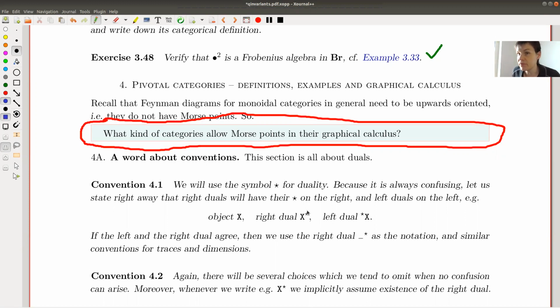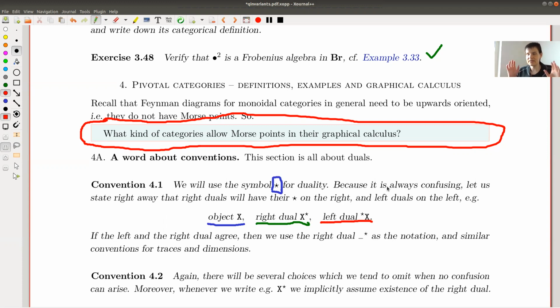We will see a lot of examples as usual, and they will always use a certain symbol. So let me stress this right at the beginning because it's always confusing, and the literature is absolutely not consistent. Whatever. So I will use this symbol for duality, which is a little star. And whenever I have an object X, I will have a right dual and I will have a left dual.